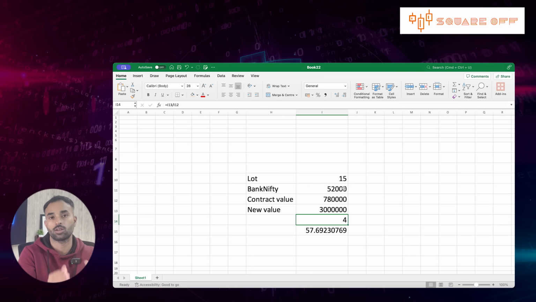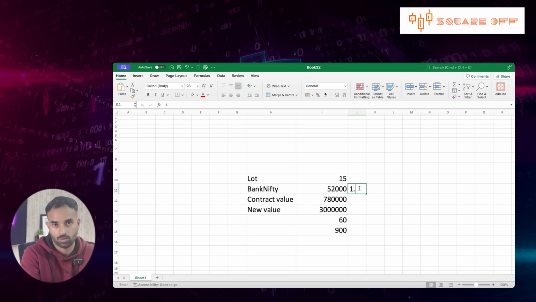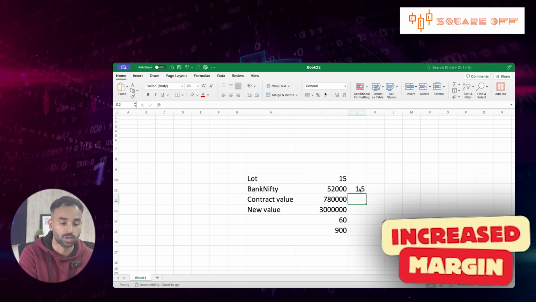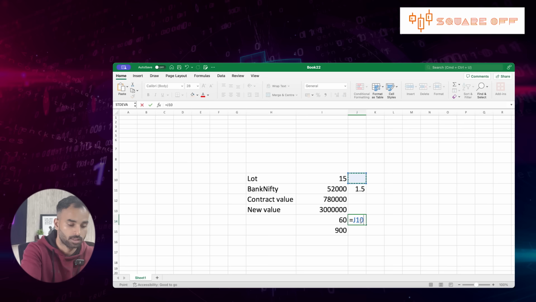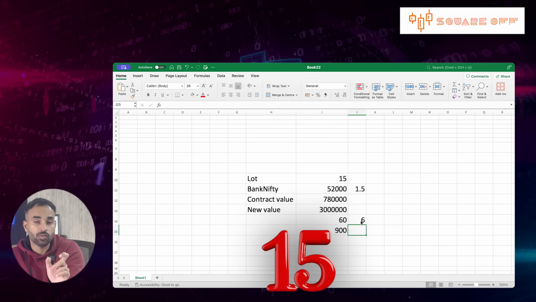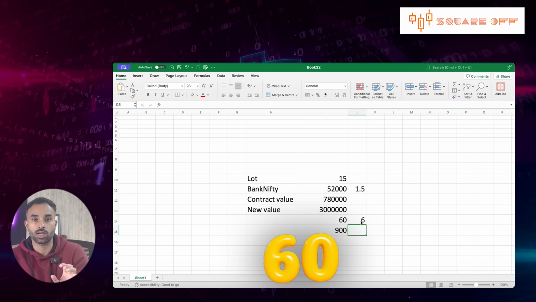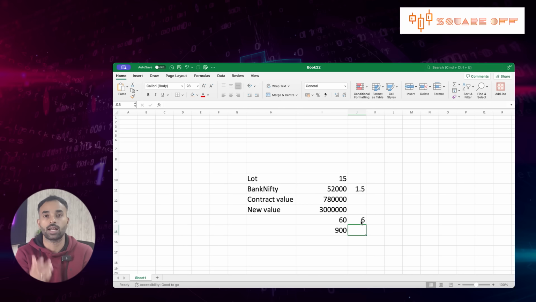So which means that going forward, if you are trading with 1.5 lakhs of margin that is required to trade one lot, going forward it will be approximately around 6 lakhs. It will be increased 4 times. So you need to put in additional capital to trade the same one lot quantity. Earlier you used to trade only 15 quantity, now it will be 60 quantity. So the minimum quantity that you can get started with will be 60 quantity. So this is the new proposed change that SEBI is trying to implement for all option traders.